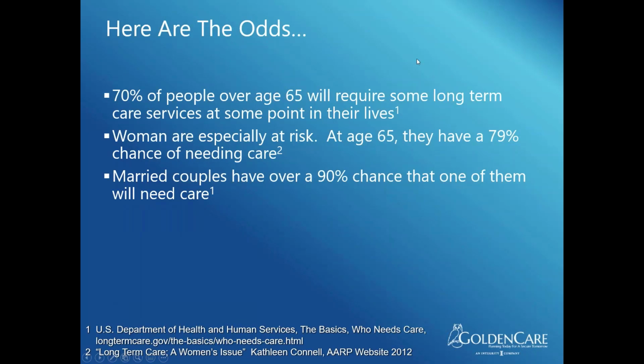So here are the odds. Every long-term care presentation has to have it, and I think we all kind of know this at this point. 70% of people over age 65 are going to require some type of long-term care. Women are especially at risk. At age 65, they have a 79% chance of needing care. I've seen other stats where 80% of new admissions into facilities are women. I know it because I had my dad in an assisted living facility recently, and when they'd sit in the main rooms, it was mostly women.